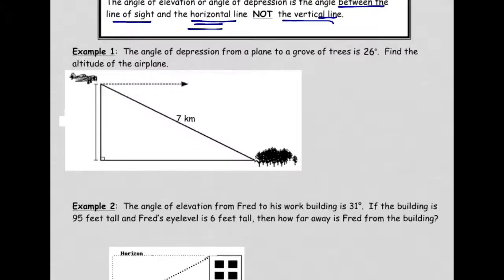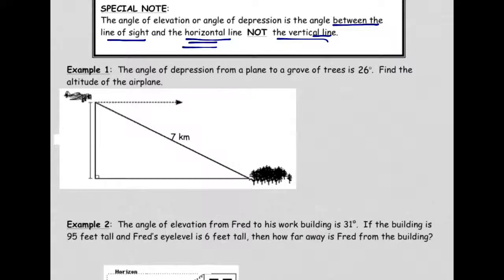Now, in example number 1, it says the angle of depression from a plane to a grove of trees is 26 degrees. Now remember, the angle of depression is between the line of sight and the horizontal line. So where's the horizontal line? It's right here. Where is the line of sight? The line of sight is along the hypotenuse of my triangle here. So the angle of depression is this angle right there, and that's 26 degrees.